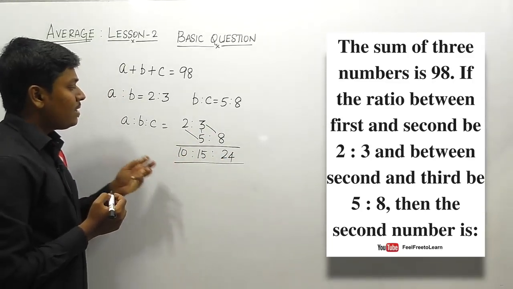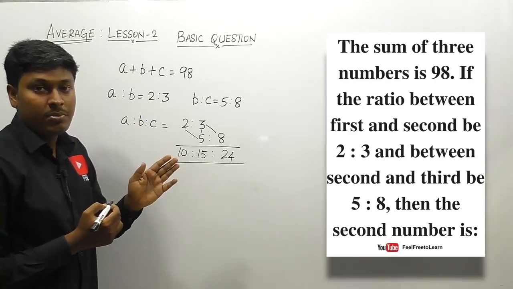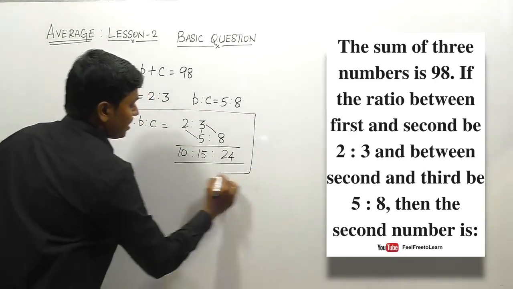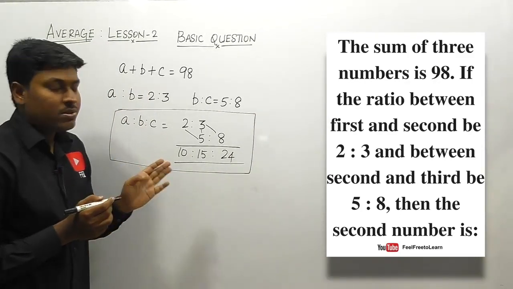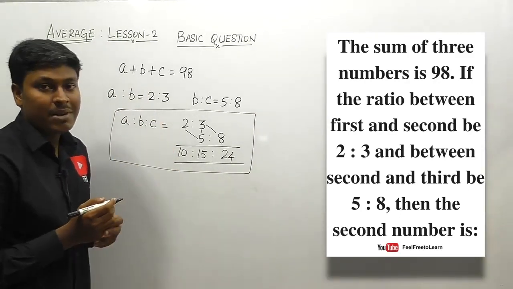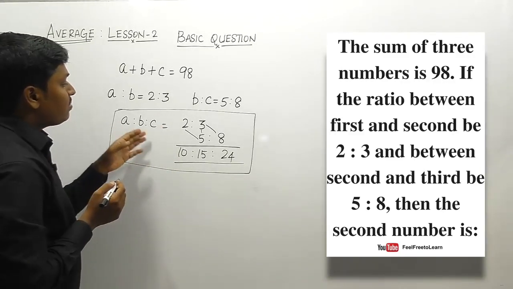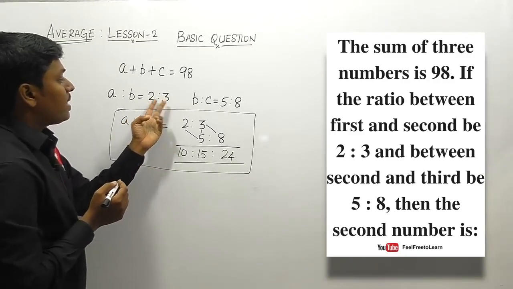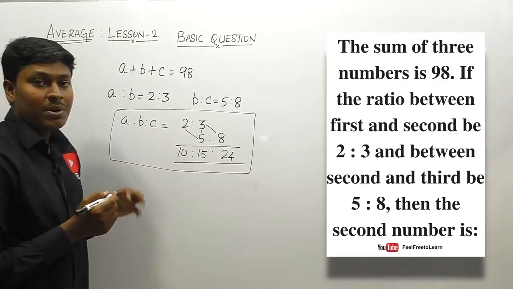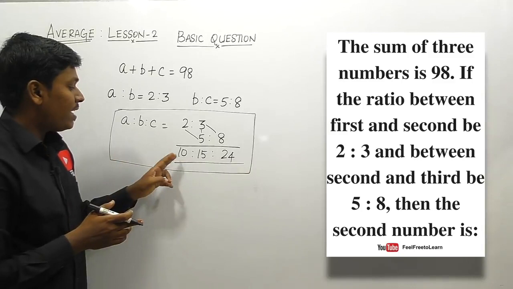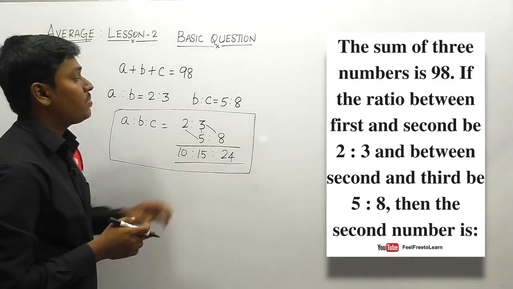So friends, if you already learned ratio and proportion, I think you may know this method, right? Otherwise no problem, let's first of all learn the conventional method. So after learning ratio and proportion, then come back to this video, right? So friends, A is to B will be 2:3 and B is to C will be 5:8. By keeping these two values, we can easily find the ratio of A, B and C. So A, B and C will be 10:15:24.